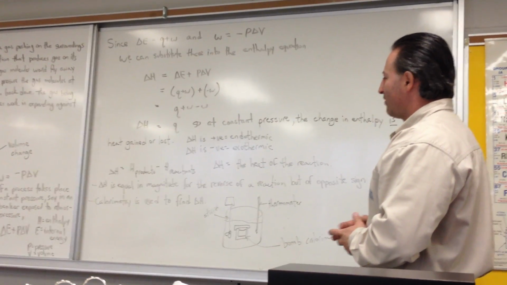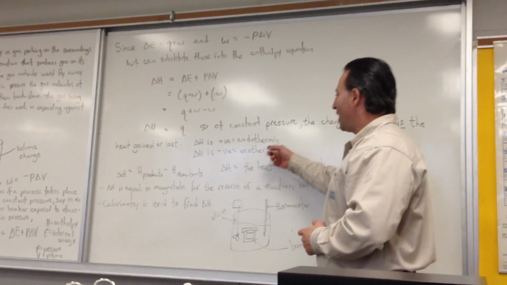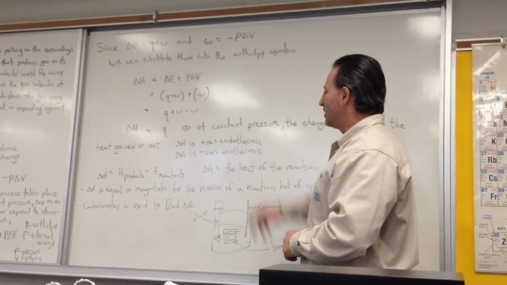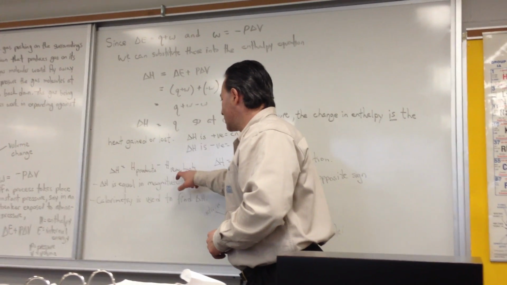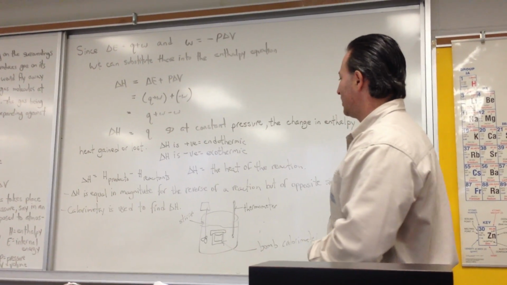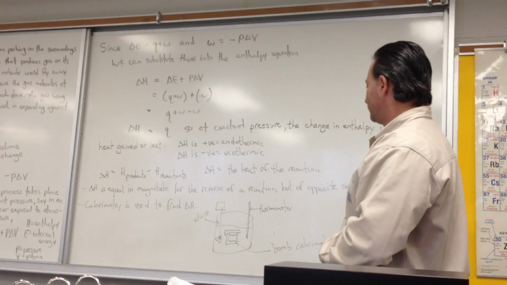So if the reaction gives off heat, it's called exothermic. If the reaction requires heat to be pumped into it, then it's endothermic. And the change in enthalpy is always the enthalpy of the products minus the enthalpy of the reactants, where delta H is the heat of the reaction.